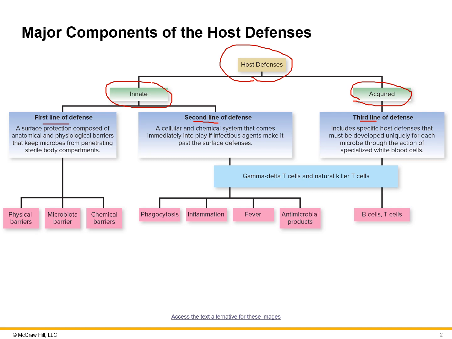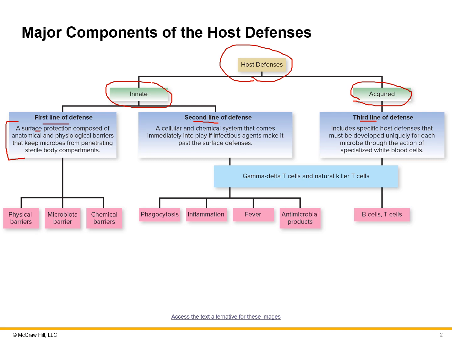If we look at the first line defenses, this is mainly just surface protection. So we especially think about our skin. Just anatomical barriers or mucus that essentially is a natural way to keep microbes out of our body. It doesn't matter what kind of microbes, good or bad.